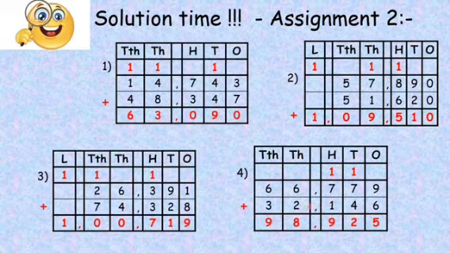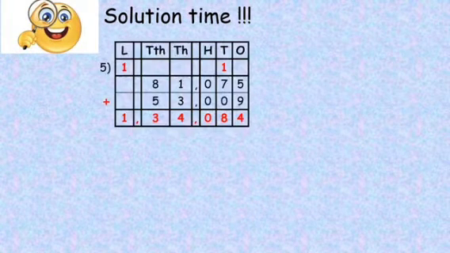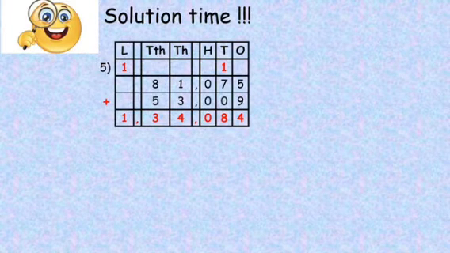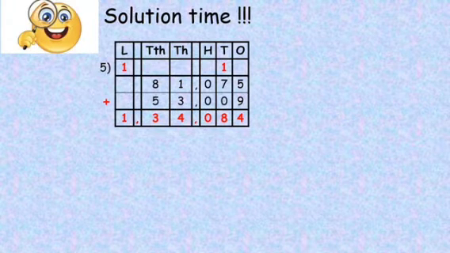Now the fourth problem, 66,779 plus 32,146 gives you a value of 98,925 after adding. And then on to the fifth problem. Children, I hope you have all understood, you have all done the problems as practice problems.